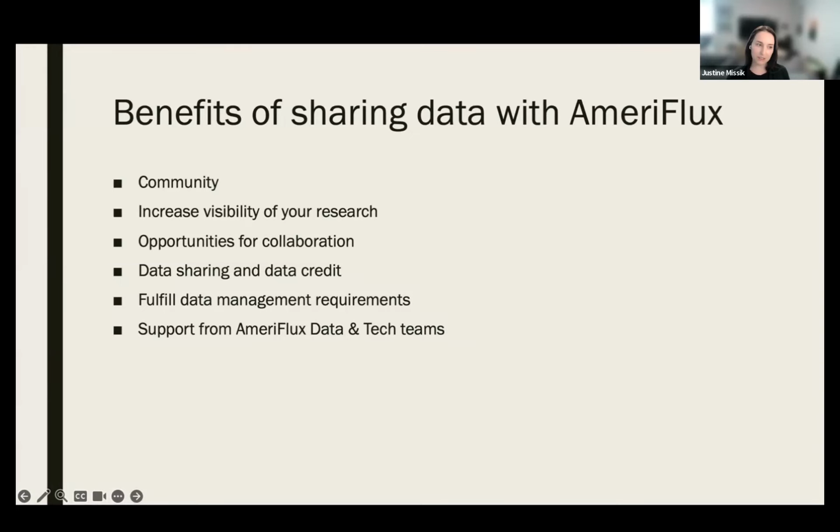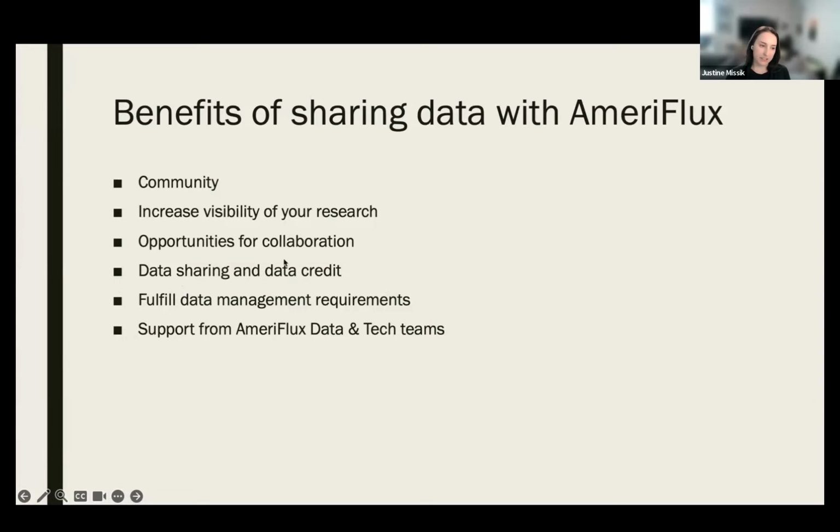So first of all, I think AmeriFlux has a really active community, and you can find a lot of benefits by being a part of that. Sharing data from your site is a really good way to increase the visibility of your research. More people will know about your work, and that also can bring about a lot more opportunities for collaborations and things like that.